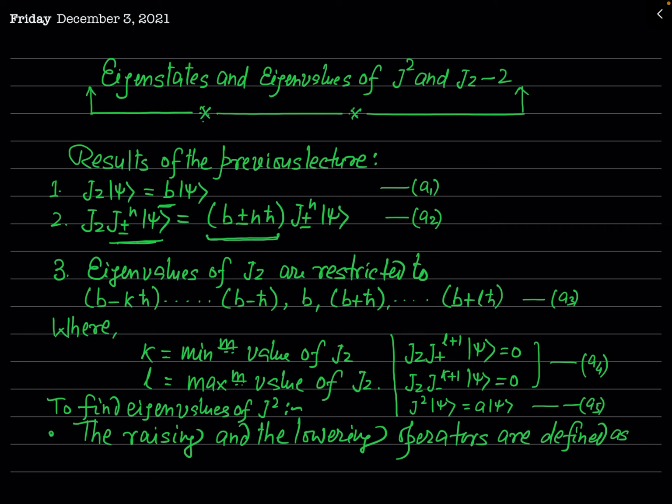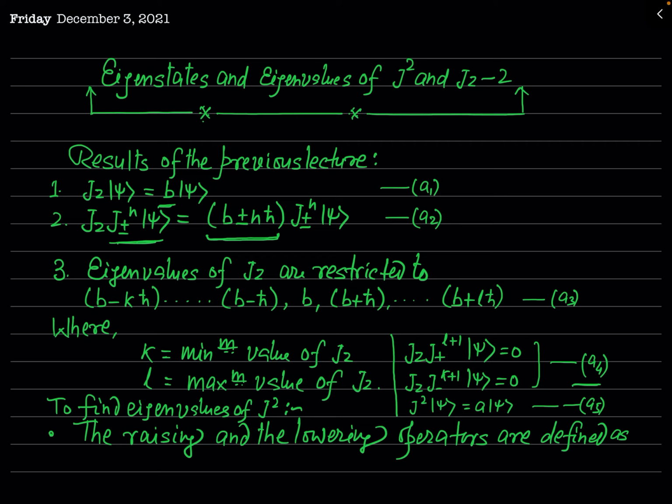In this way, we obtained two important equations for the minimum and maximum values of the two numbers k and l. Those equations were Jz operated on J plus to the power l plus 1 ket psi equals 0, and Jz operated on J minus to the power k plus 1 ket psi equals 0, which I have written in equation A4. Here k is the minimum value of Jz and l is its maximum value.